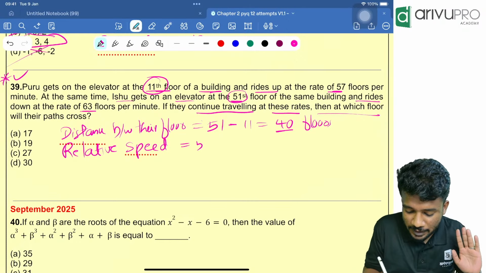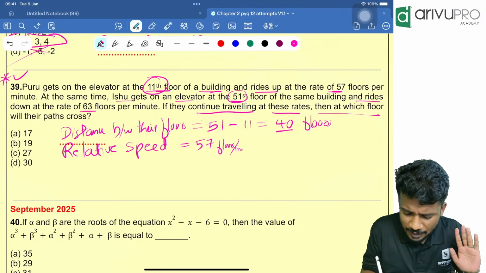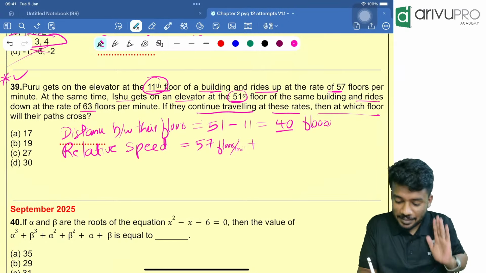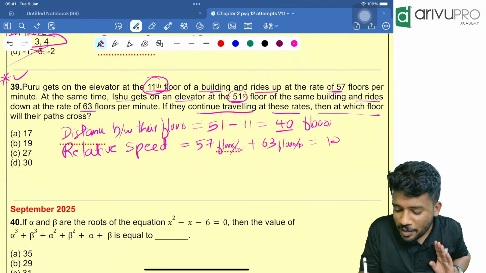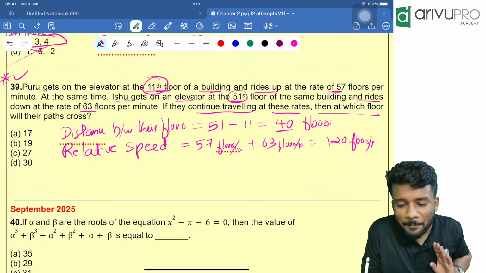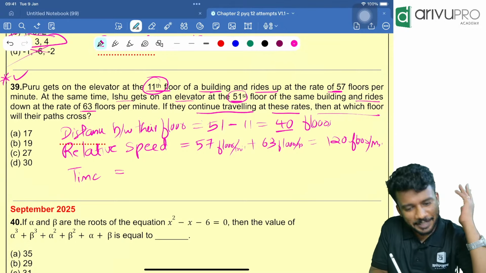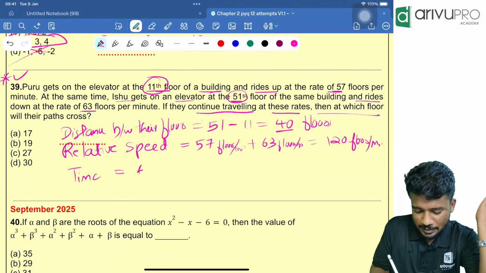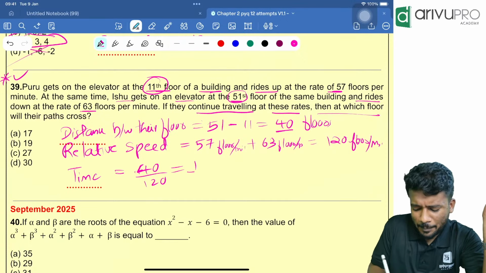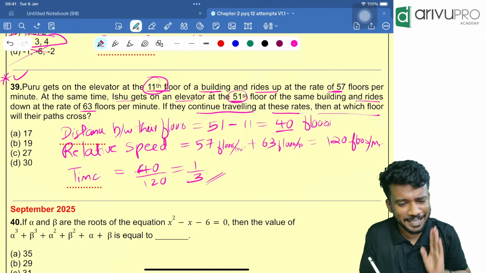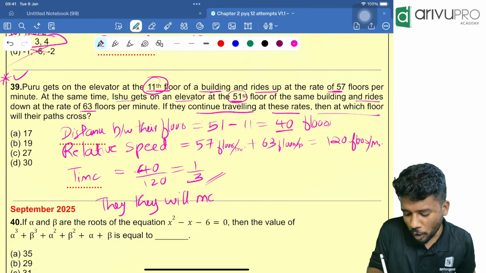157 flows per second. That means 57 flows per minute, plus 63 flows per minute, which is equal to how much? The 120 flows per minute is the relative speed of them. Then time is what? Time is nothing but distance divided by speed. That means 40 divided by 120, which is equal to 1 by 3 per minute. Then they will meet at what point is the question.